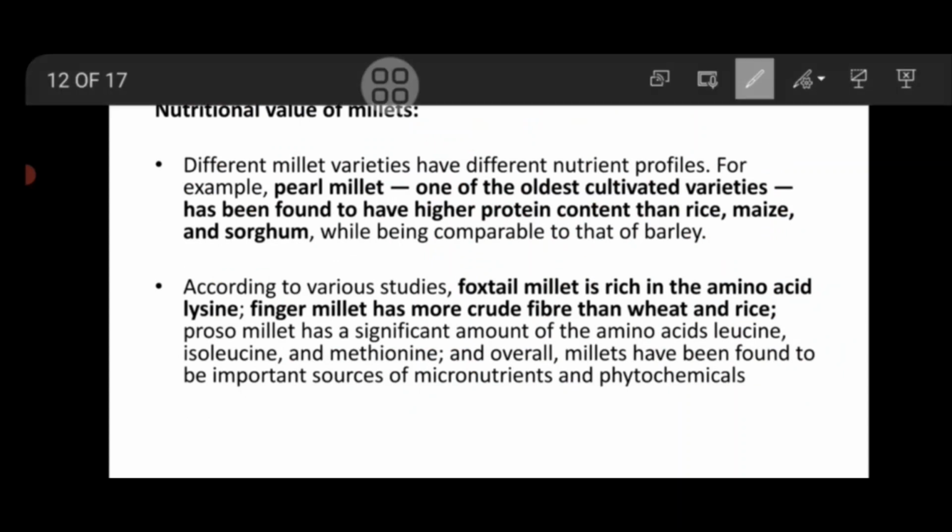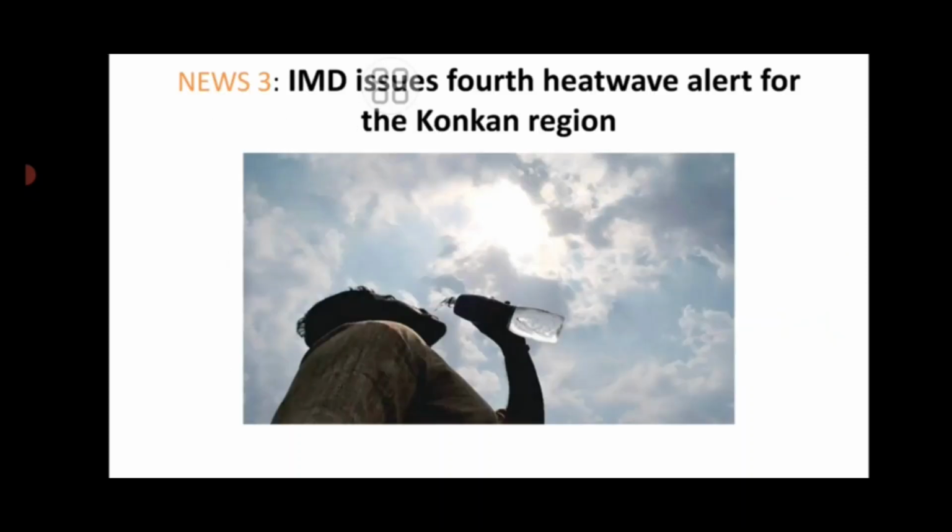So the nutritional value: different varieties have different nutrition profiles. Pearl millet, one of the oldest cultivated varieties, is found to have higher protein than rice, maize and sorghum comparatively. Foxtail millet is rich in the amino acid lysine. Finger millet has more crude fiber compared to wheat and rice.